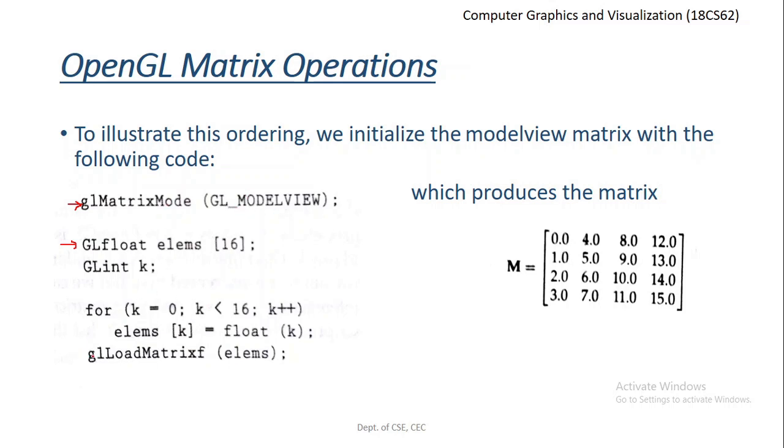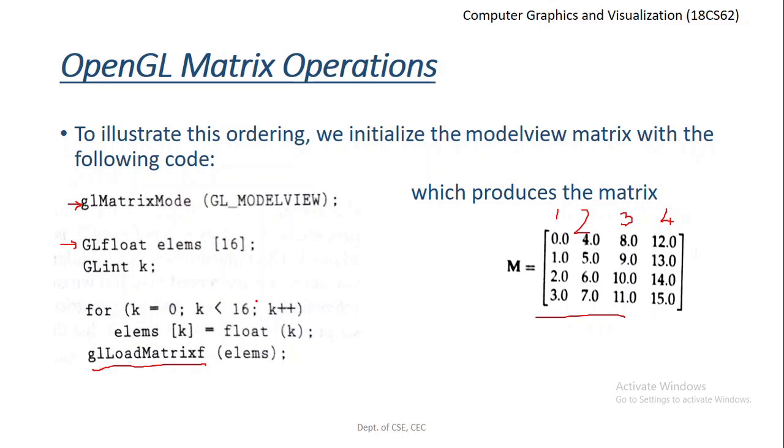Using the function glLoadMatrix. Since the data type of that particular array is floating type, glLoadMatrixf, with F as a suffix, and the name of the array. So this will cause the model view matrix to be something like this, right? The model view matrix will contain the elements in column major order. So the first column, the second column, third column, and the fourth column. So these 16 elements will be loaded or assigned to the matrix GL model view.